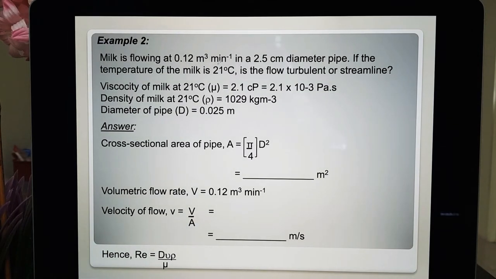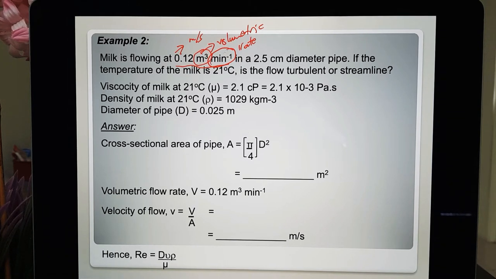Now we move on to the next example. For this example, you need to calculate the value. For example 2, milk is flowing at 0.12 meter cubed per minute. Can you see that the value is indicated per minute? Normally the velocity is represented with the unit of meter per second. But this one is what we know as a volumetric rate. Why is it known as volumetric rate? Because we have this meter cubed, which is meant for the volume.